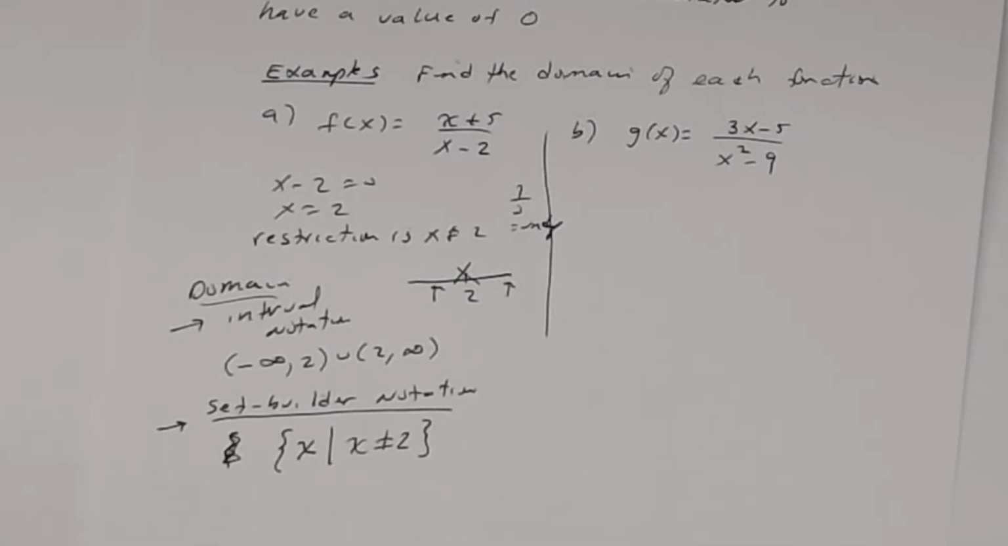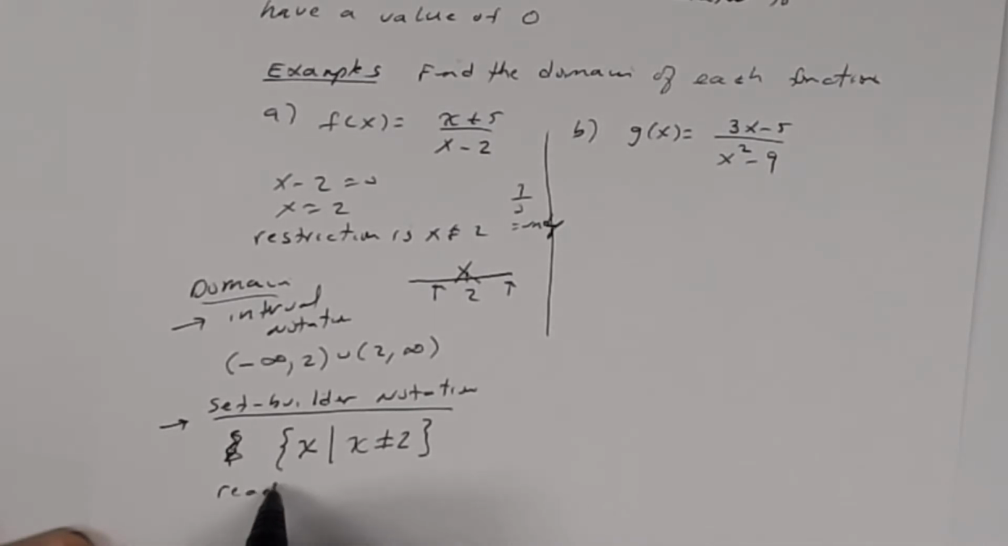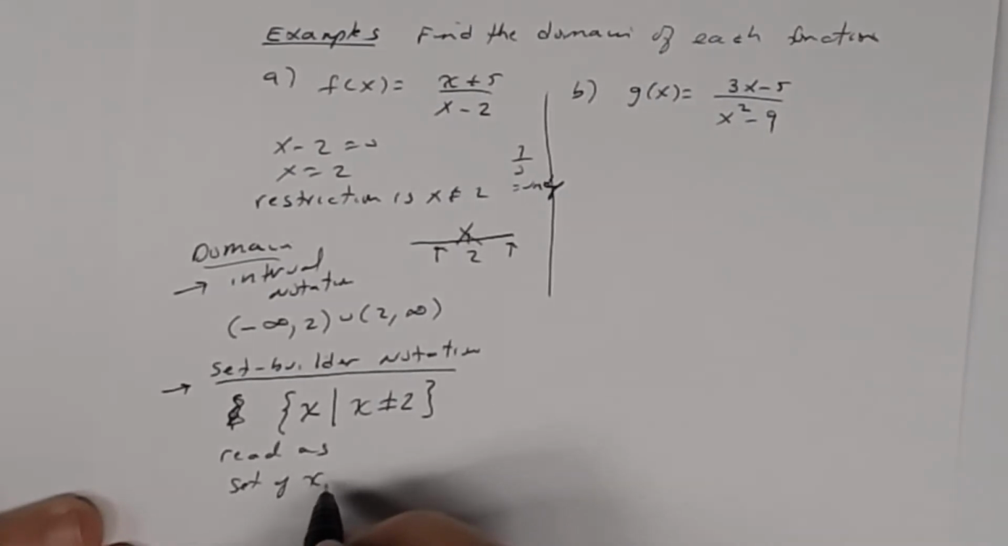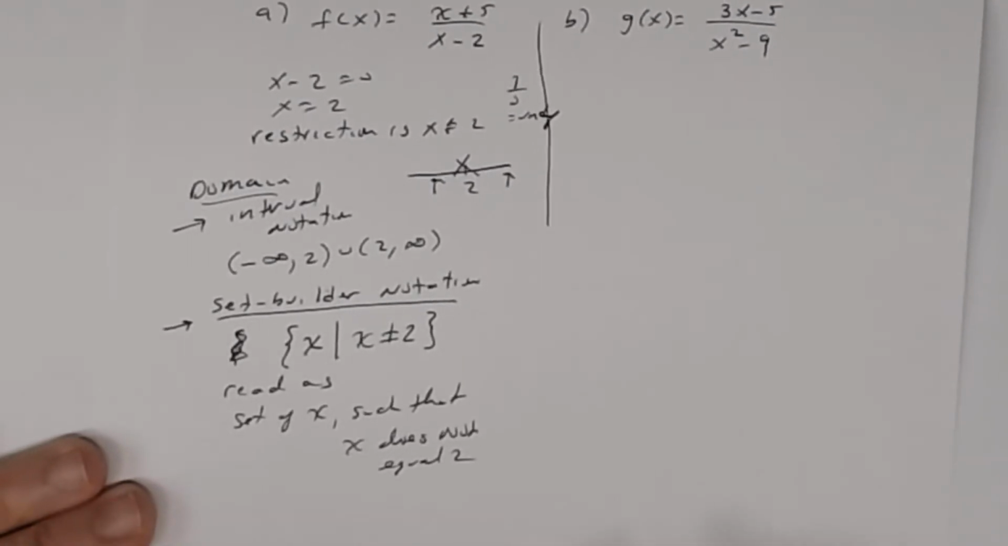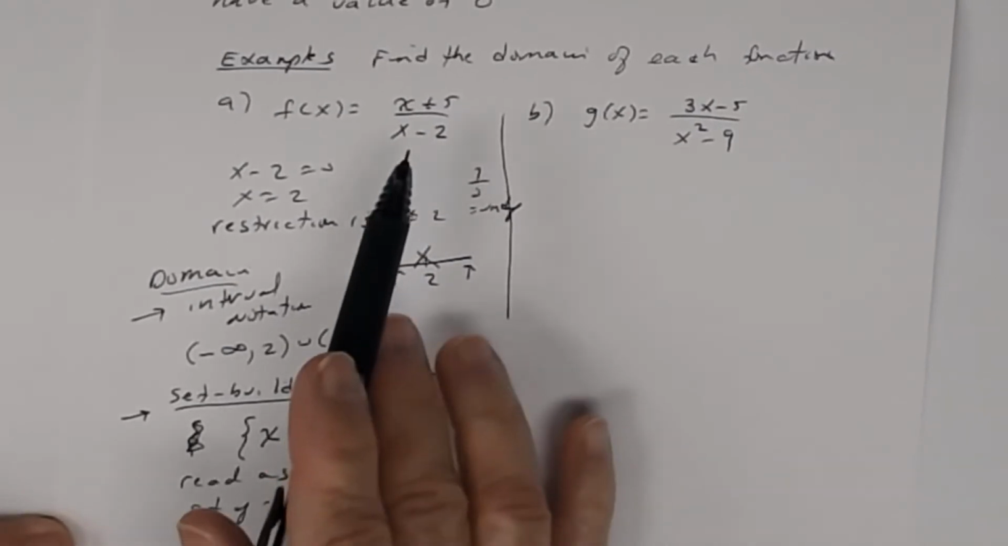So your domain in set builder notation reads as the set of x's, or the set of real numbers x, such that x does not equal 2. All right, so that's the domain of this.